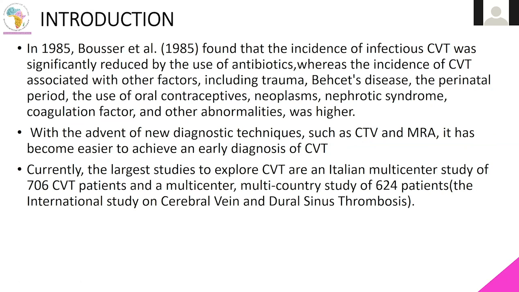In 1985, Browser et al. found that the incidence of infectious CVT was significantly reduced by the use of antibiotics, whereas the incidence of CVT associated with other factors, including trauma, Behçet's disease, the perinatal period, the use of oral contraceptive, neoplasms, nephrotic syndrome, coagulation factor, and other abnormalities was higher.